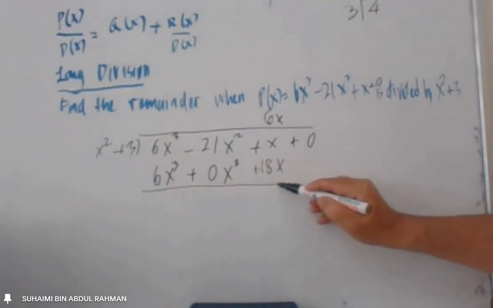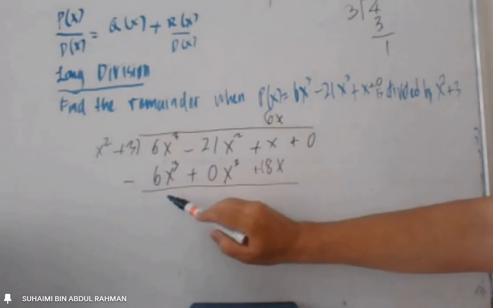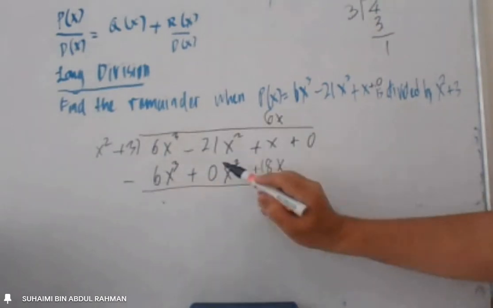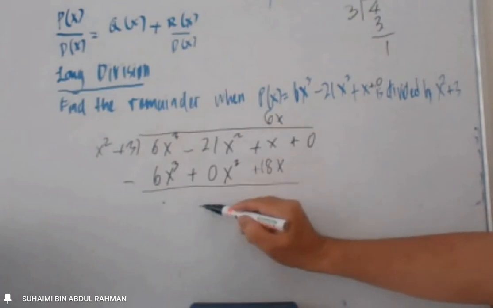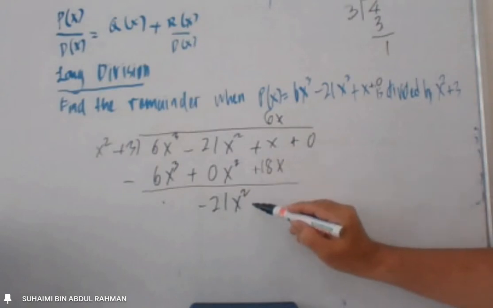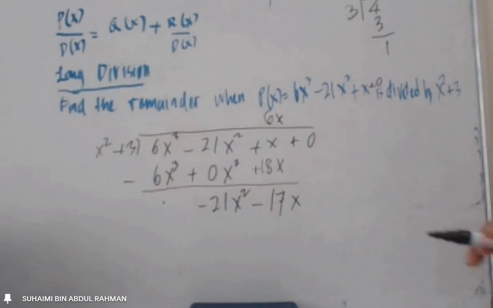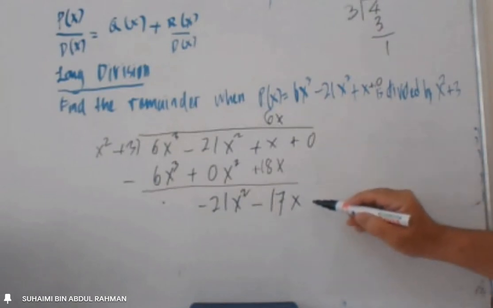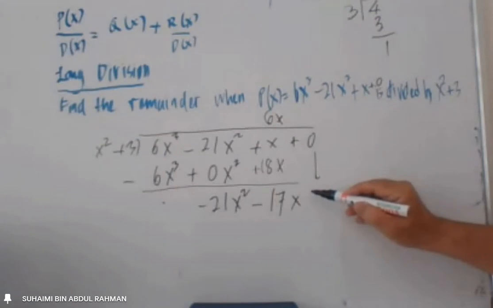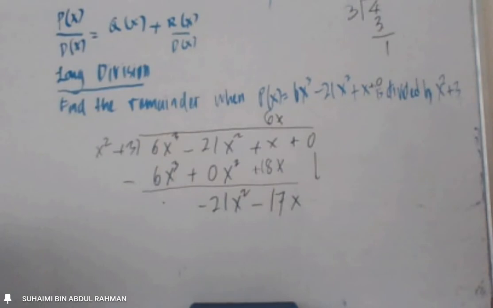Now, you subtract, same like here: 1 times 3 is 3, then 4 minus 3 is 1. So 6x cubed minus 6x cubed, finished. Minus 21 minus 0 is minus 21x squared. Then x minus 18x is minus 17x. And then plus 0. We bring the 0 here, or just leave it like this.